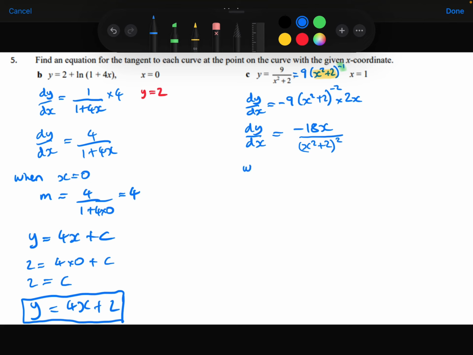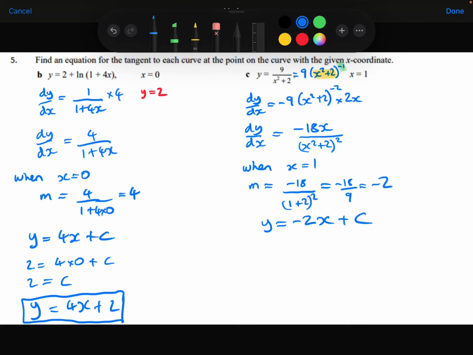And I want to find the tangent when x is 1. So let's substitute that into my gradient function to work out the gradient of the tangent. So we'll have minus 18 times 1 divided by 1 squared plus 2 all squared. So that's minus 18 over 3 squared, which is minus 2. So the gradient of the tangent is minus 2 when x is 1.